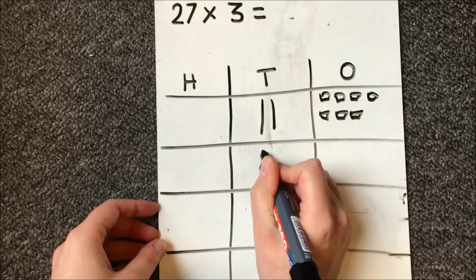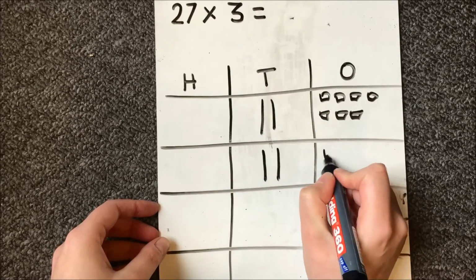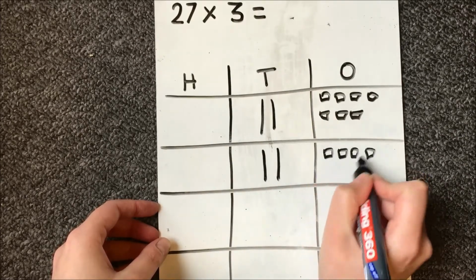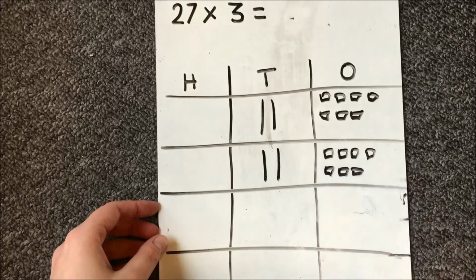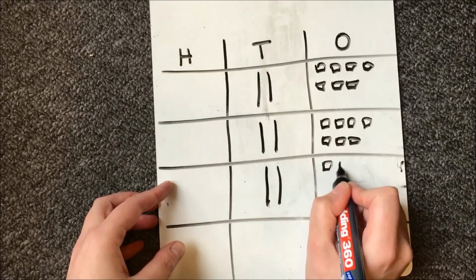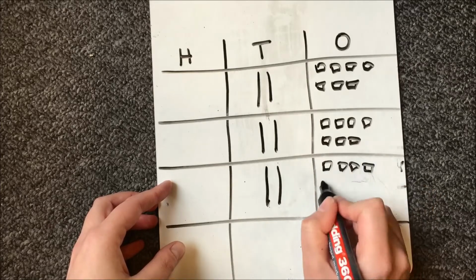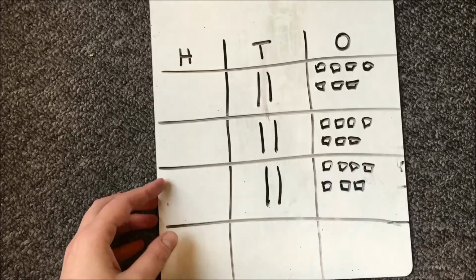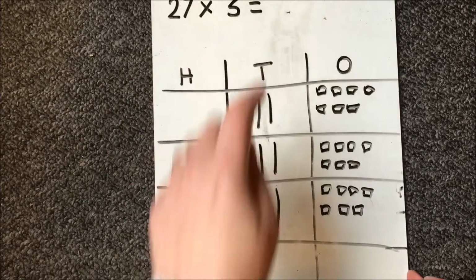I need 3 groups. 10, 20, count with me, switch. 21, 22, 23, 24, 25, 26, 27. 3 groups of 27. 10, 20, switch. 21, 22, 23, 24, 25, 26, 27. So I've drawn out 27 times 3.